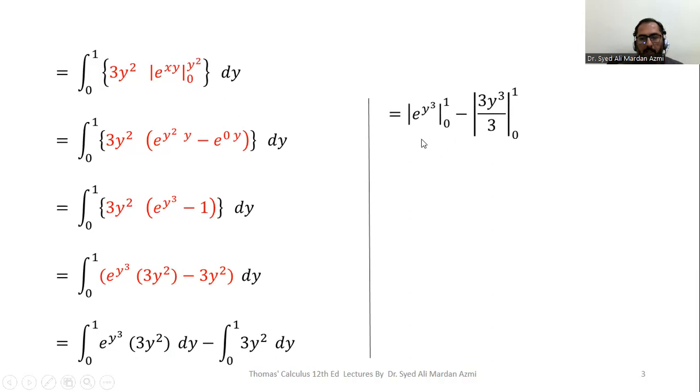So after integrating, we have e raised to power y cube limit from 0 to 1, minus 3y cube over 3 limit from 0 to 1. This 3 and 3 will be canceled out. And we have applied the limits, upper limit minus lower limit. From these brackets, e raised to power 1 is e, e raised to power 0 is 1, and 1 comes from the second bracket. So as a result, we have e minus 2. This completes the integration part.